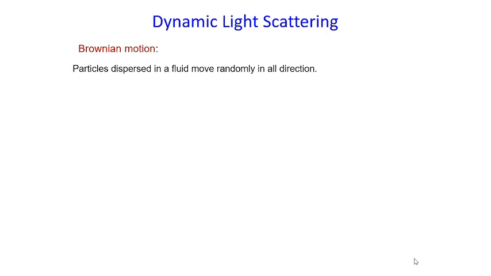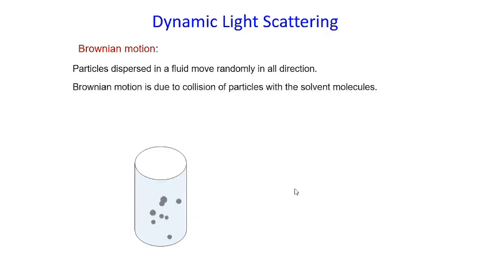Now, when the particles are suspended in a liquid, they are not stationary, and this motion of the particles in the solvent is known as the Brownian motion. So Brownian motion is nothing but the random motion of particles dispersed in a solvent in all directions, as you can see from this animation over here. And this motion arises due to the collision of particles with the solvent molecules.